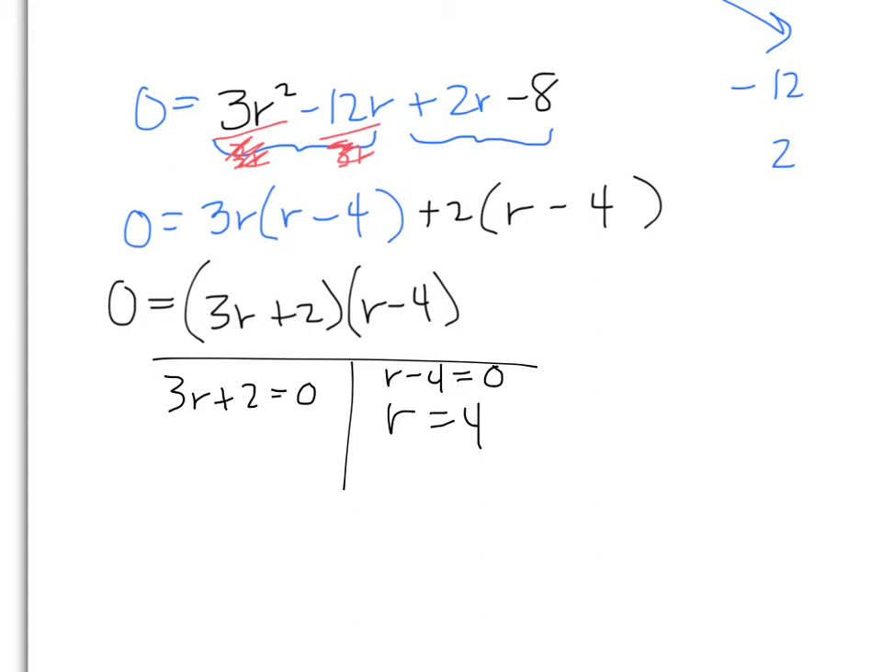Please don't make the answer negative 2, because this 3 in the front is going to affect it. There was no number here. So this negative 4 just became 4. That was easy. But this positive 2 is not going to just become negative 2. You have to actually solve.